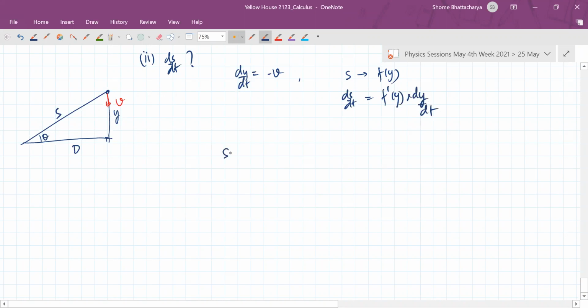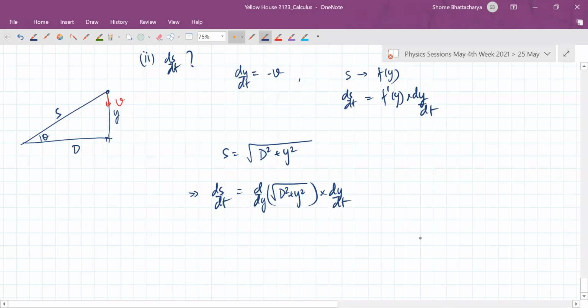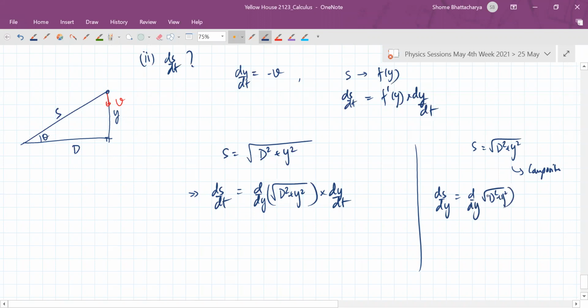It's very simple. s is equal to square root of capital D square plus y square. So ds by dt will become the differentiation of this function into dy by dt. Now notice that this function s is a composite function. So its differentiation we'll have to do by chain rule.